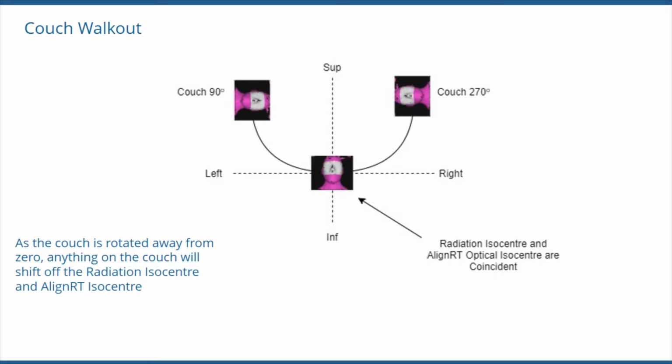The CBCT will allow us to localise the planned treatment isocenter at the radiation isocenter during setup. The CBCT will tell us where we are currently at couch 0. But the CBCT is only valid at couch 0, and when we rotate the treatment couch, anything on the couch will shift off the radiation isocenter. AlignRT will help us in maintaining this position by monitoring the patient as the couch is rotated.